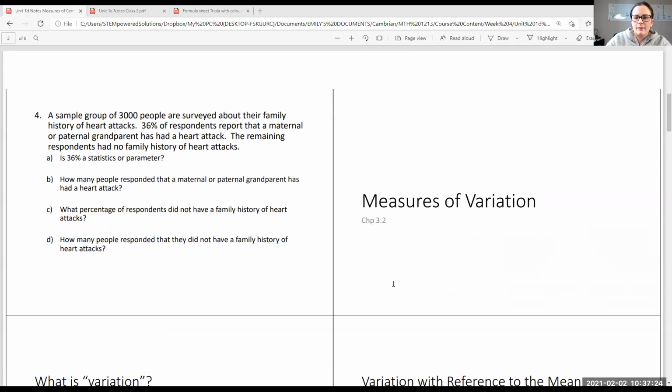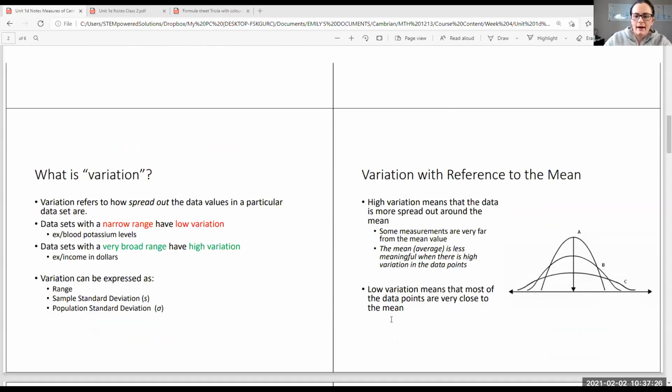Yes? Are you supposed to be screen sharing? Oh, yes. Okay, so these notes are posted in Moodle, but yeah, I am supposed to be screen sharing at the moment.